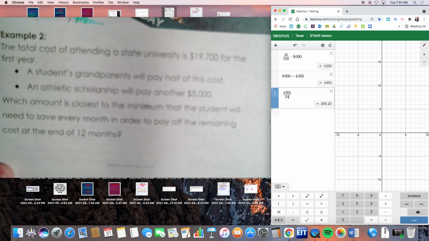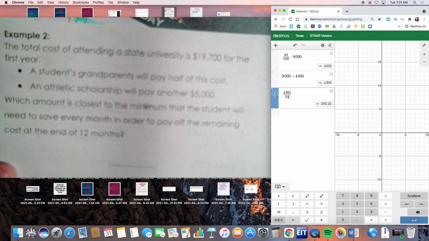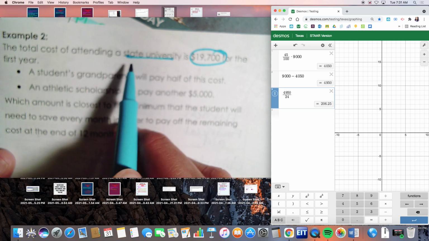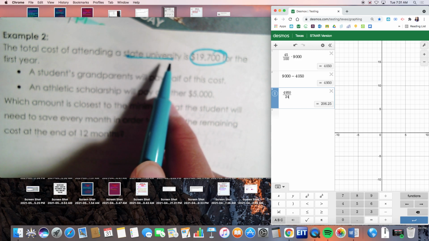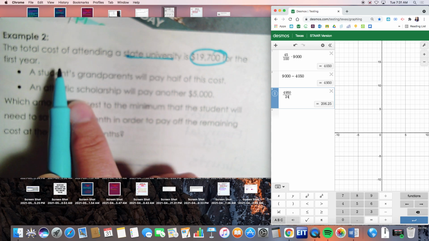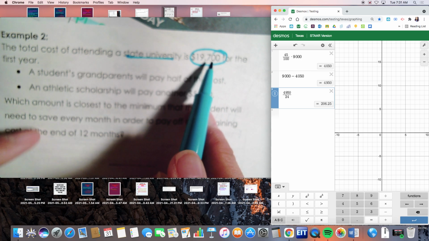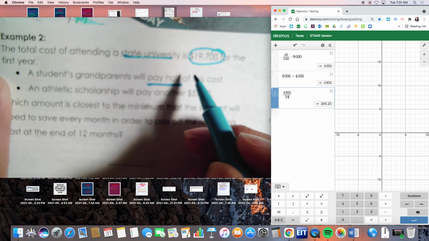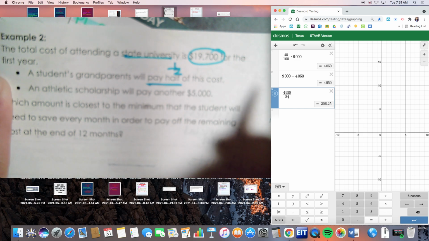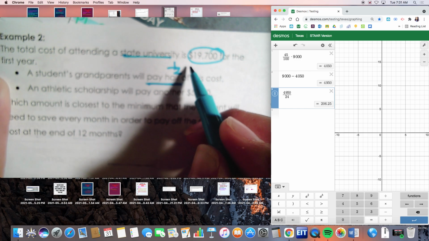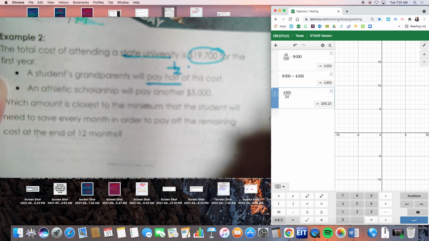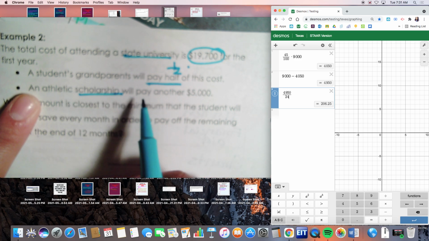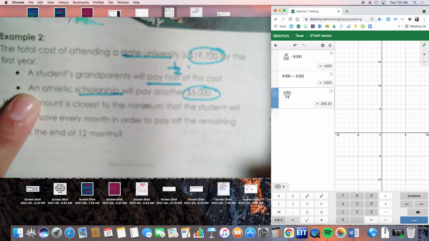So we have a problem that says the total cost of attending a state university is $9,700. If you see the words state university, don't get intimidated. That just means another type of college for the first year. That's a lot of money, guys. A student's grandparents will pay half of the cost. Remember, this is really 1/2, 1 over 2, and then of means we're going to multiply. So I'm going to put that little dot there. An athletic scholarship, again, this is something that we're going to have, will pay another $5,000.